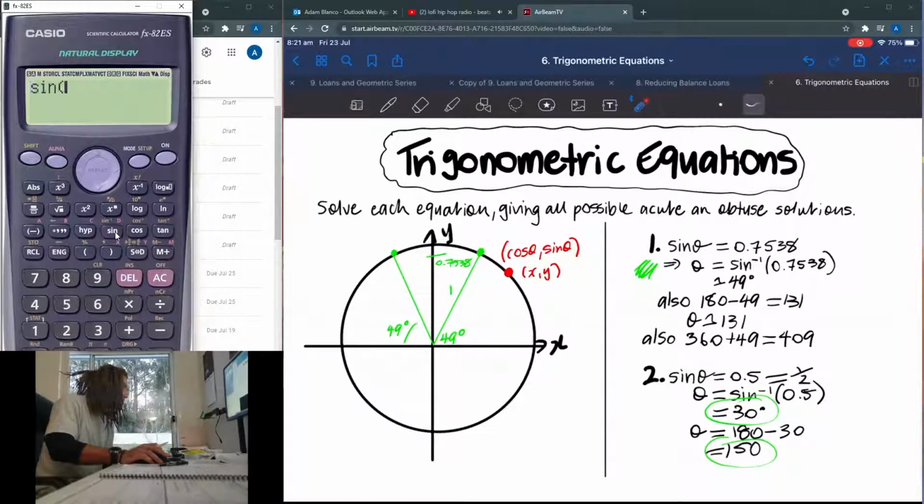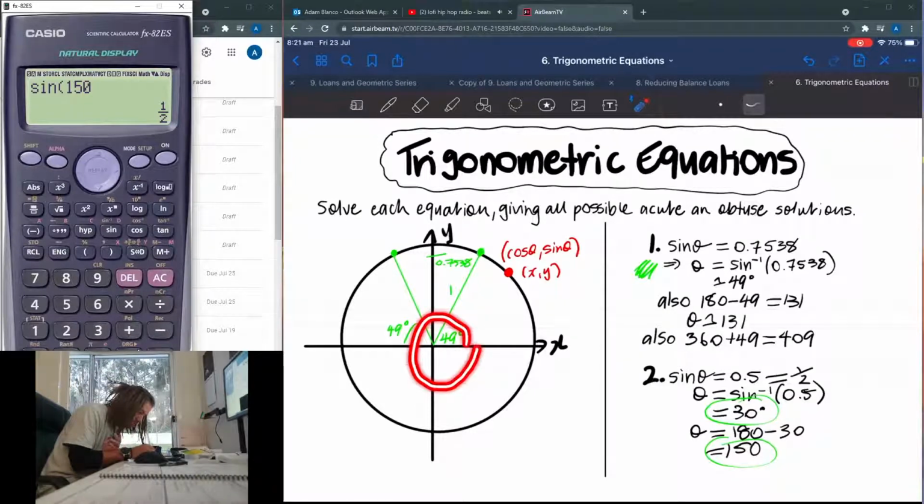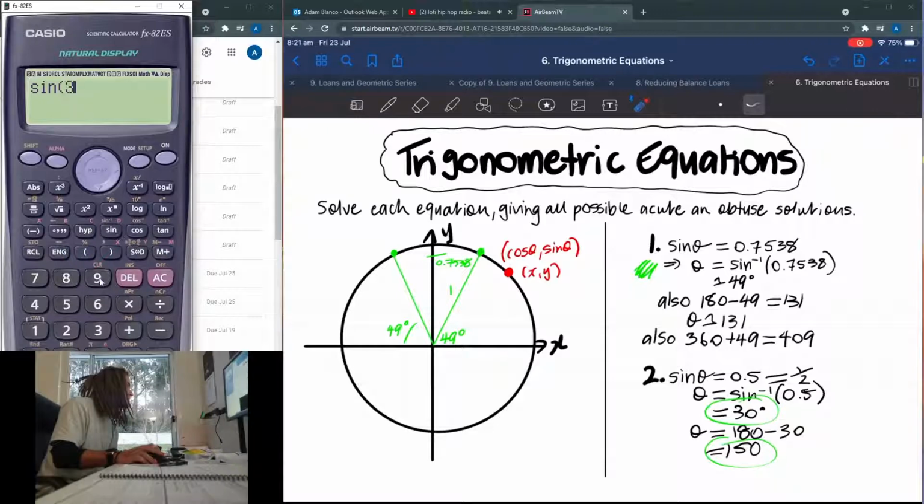All right, so let's test that. Sine 30, yep, that's a half. What about sine 150? Yep, that's also a half. What about sine 360 plus 30? So 390. Sine 390. Yeah, that's also a half. This stuff is so cool.